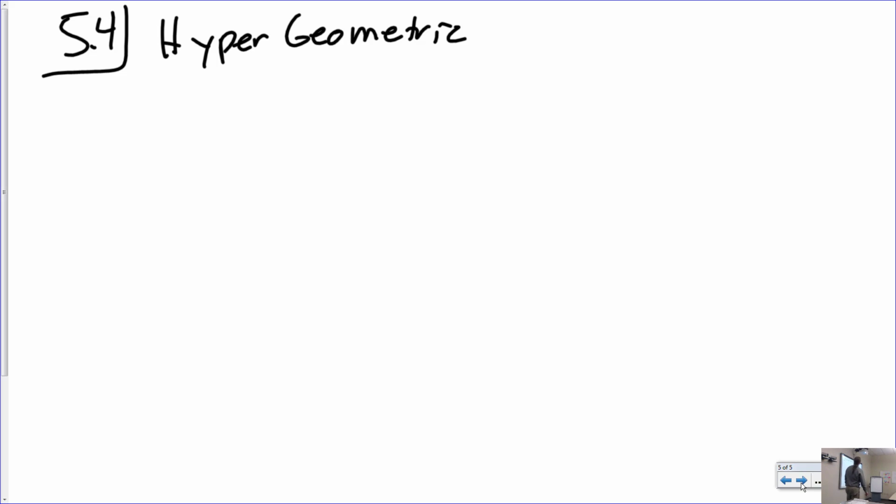All right, so hypergeometric, this is where you start learning how to play poker, folks. You start using hypergeometric calculations to determine probabilities that certain poker events are going to occur, all right?